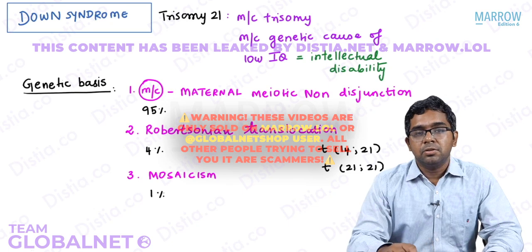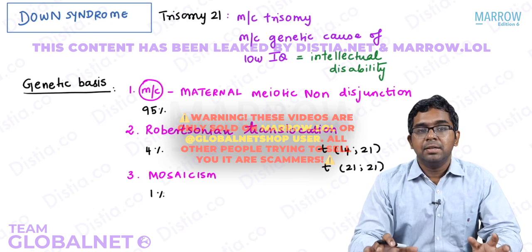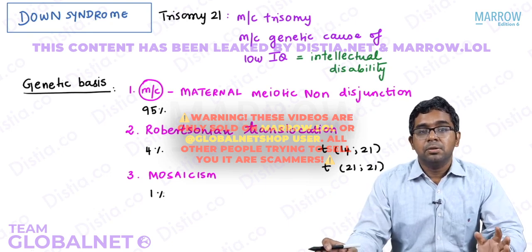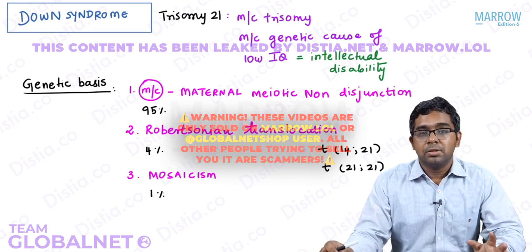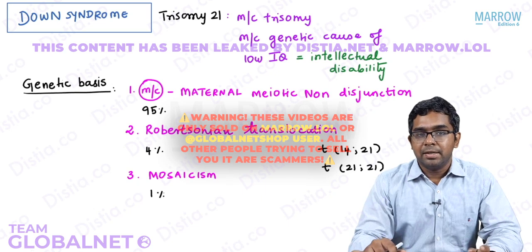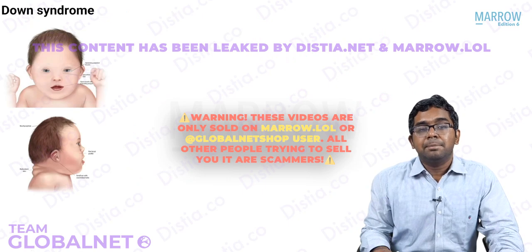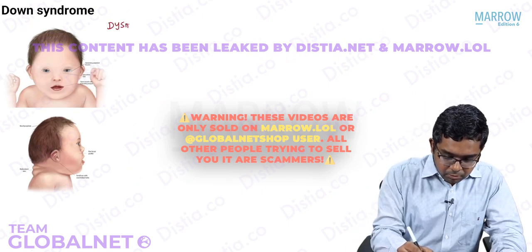The external appearance of a child with Down syndrome is so characteristic that you can make the diagnosis just by looking at the child itself. That is why, in your exams, when they ask you about Down syndrome, they can even put up pictures of Down syndrome and ask you about the diagnosis or the investigation required to make the diagnosis. So let us look at it in detail. The first thing which will be striking is the appearance of the child's face. This is a dysmorphic, or abnormal-looking, face in Down syndrome.